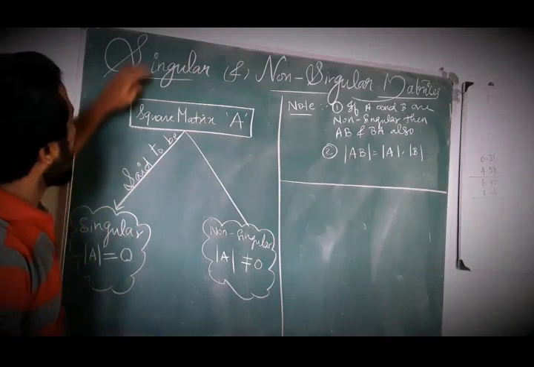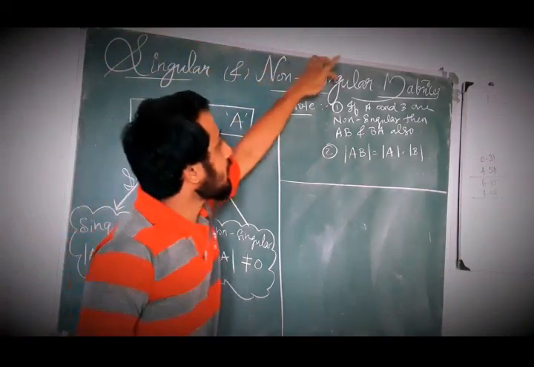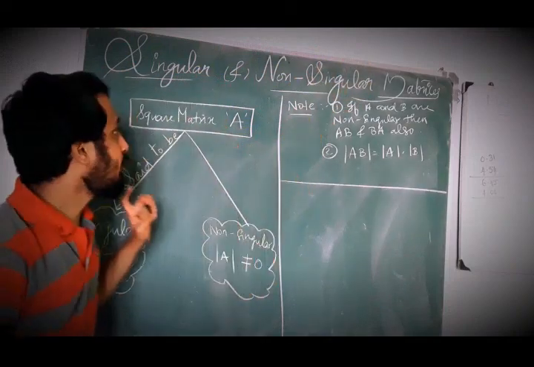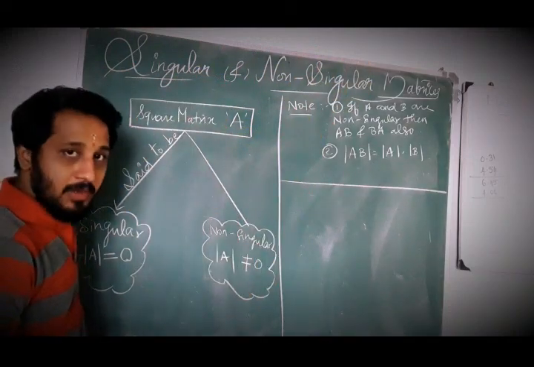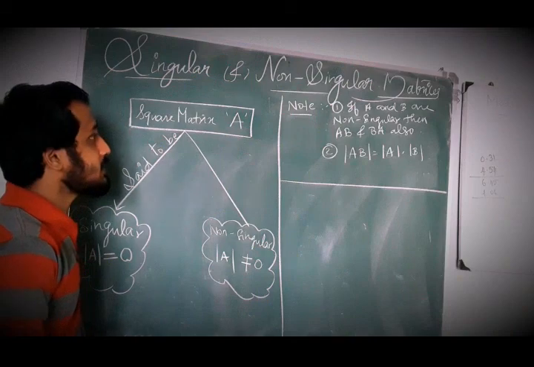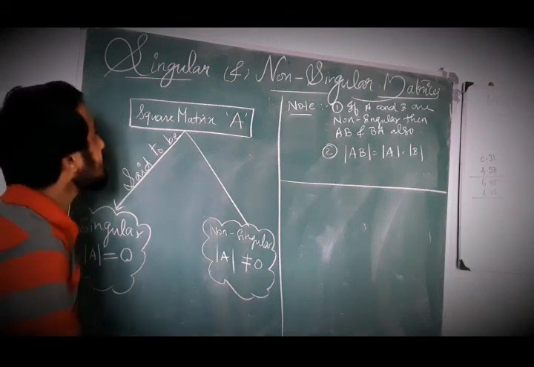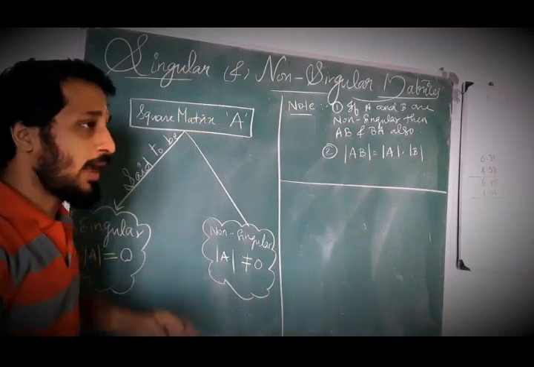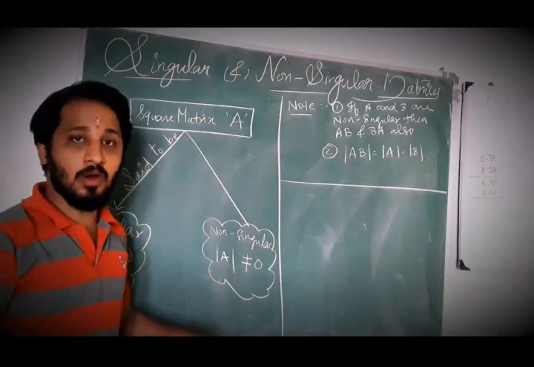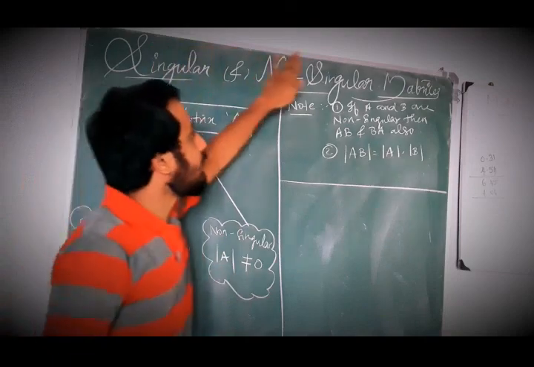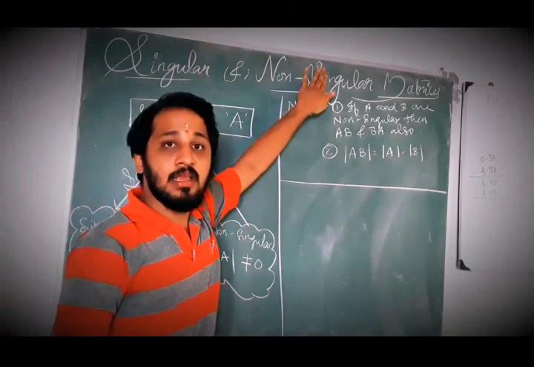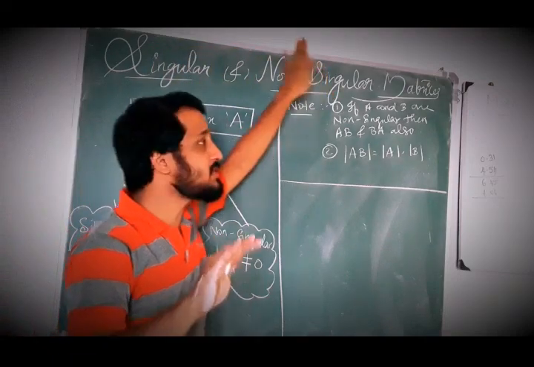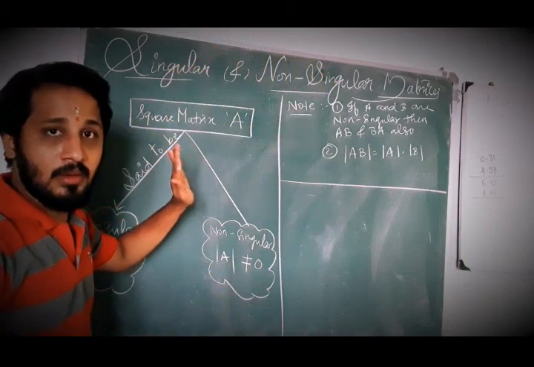Next concept, singular and non-singular matrix. I have told you that in this chapter we are going to discuss two more types of matrices, that is, singular and non-singular matrices. Why am I discussing them in this chapter? Because singular and non-singular matrices depend upon the determinant value.